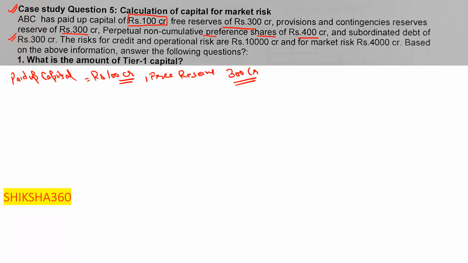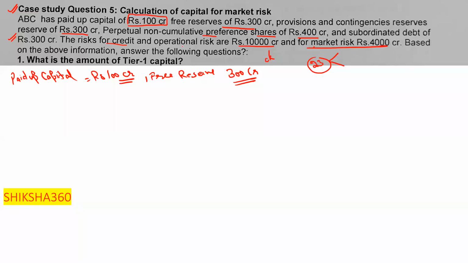If this type of question is asked in an examination, it is not typical. It is a very easy question, we just have to differentiate. Under chapter number 23, we have already discussed what is tier 1 and what is tier 2. The risk for credit and operational risk together is 10,000 crore, and for market risk it is rupees 4,000 crore.